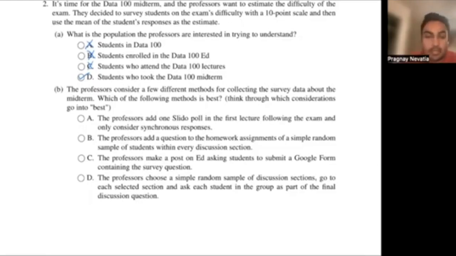So let's talk about part A. Part A is about professors adding a slider poll and only considering synchronous responses. So this is, I guess there are two reasons why this might fail.